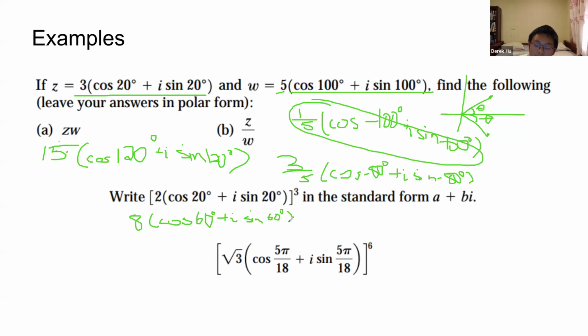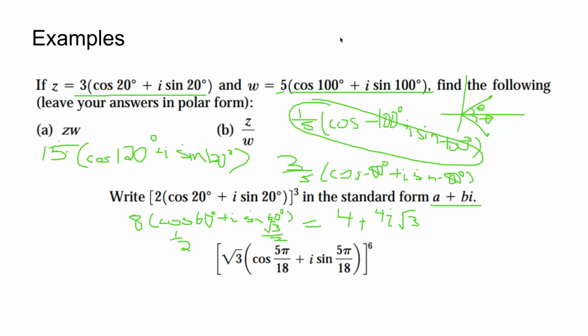However, this problem is asking for the answer in standard form a plus bi. So we have to evaluate this. So cosine 60 degrees is equal to 1/2, and sine 60 degrees is √3 over 2. So we multiply this out, then this is equal to 4 plus 4i√3. Yeah, 4 plus 4 root 3.